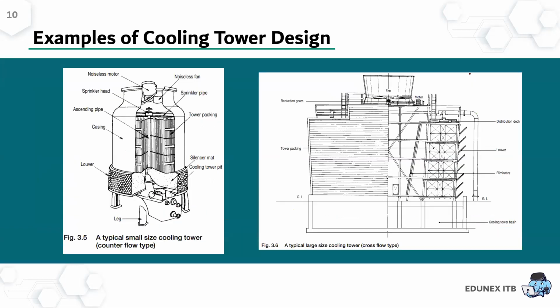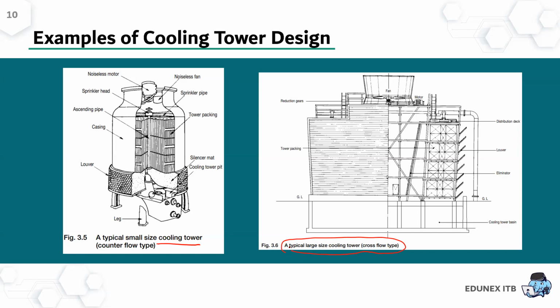Okay, so this is another example of cooling tower design. The left hand side is a typical small size cooling tower. It is a counter flow type, and this is one of the examples used in Japan. We call it the round counter flow type cooling tower, used in small scale systems. And the right hand side is a typical large size cooling tower, which is a cross flow type.